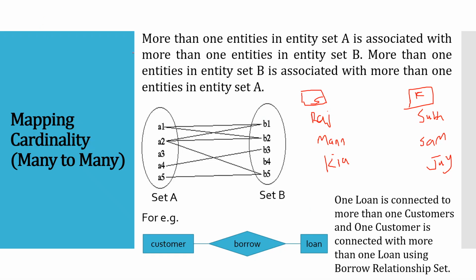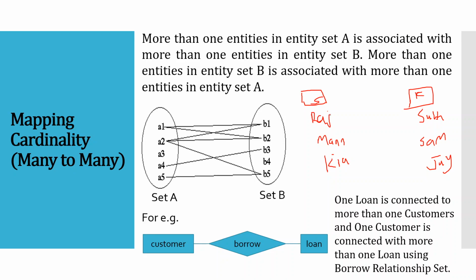So what we can say is that many students are connected to many faculties. So that is what many to many mapping cardinality means. More than one entities of one set connected to more than one entities of the other set.